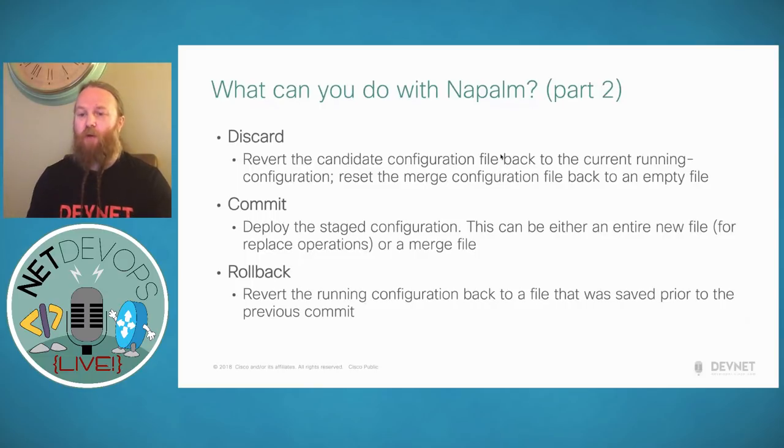So moving on to part two, where we look at the final three options. We have the discard, and the discard is really cool. What we're going to do with the discard is revert the candidate configuration file back to the current running configuration file, and reset the merge configuration file back to the empty file. So what does this mean? If you are, for example, pushing out some ACLs or NTP or a BGP peer, you will see the diff, or the changes, come up onto your screen. This is the differentiator between what we have on the device, whether we're adding or removing.